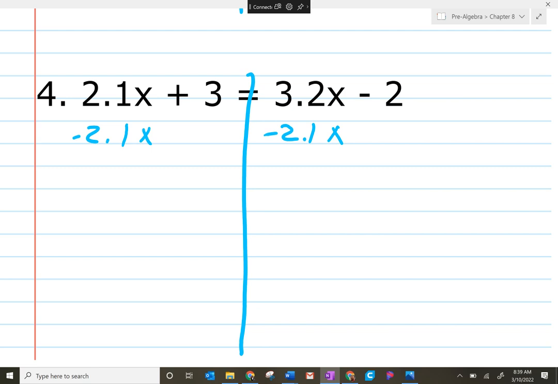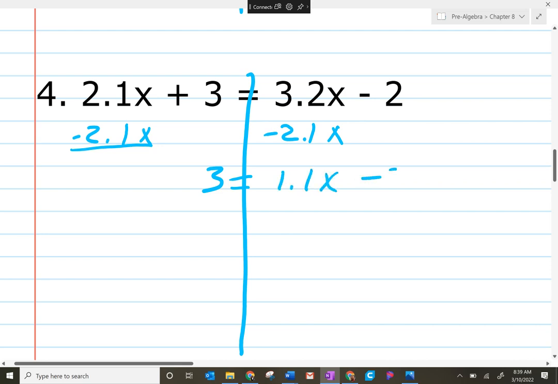All right. I've got negative 2.1x. Those cancel out. I'm left with 3 equals 3.2 minus 2.1, which is going to equal 1.1x minus 2. Austin, what are you thinking? Add 2. Add 2 to both sides.